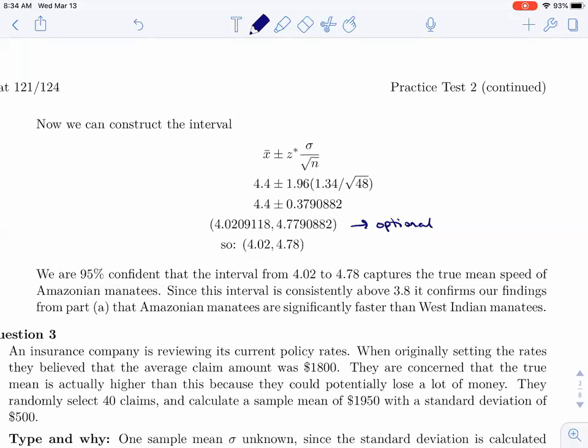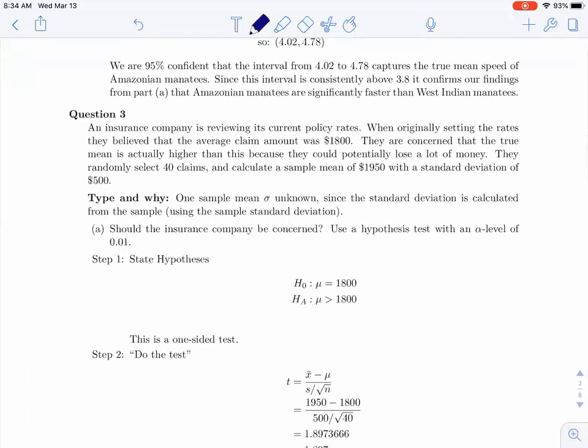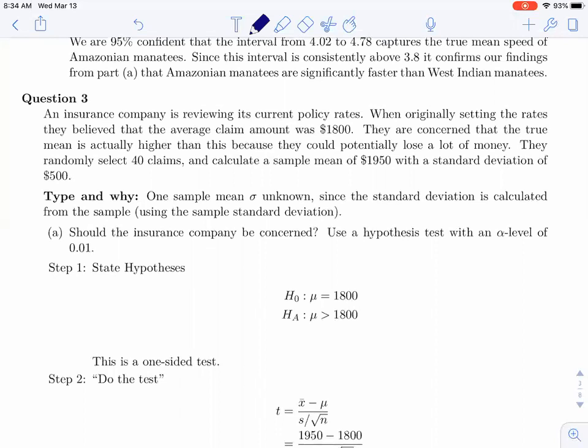All right, moving on to question 3. An insurance company is reviewing its current policy rates, something they should probably be doing. When originally setting the rates, they believed that the average claim amount was $1,800. They are concerned that the true mean is actually higher than this because, of course, they could potentially lose a lot of money. They randomly select 40 claims and calculate a sample mean of $1,950 with a standard deviation of $500.